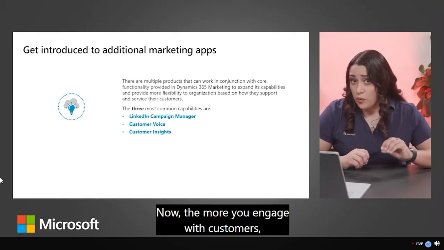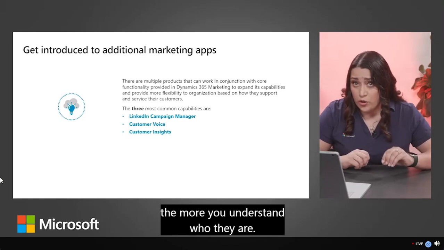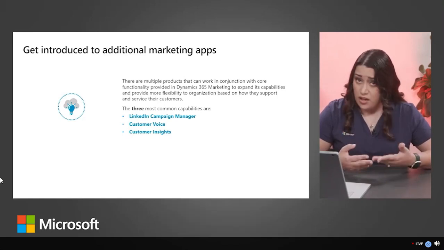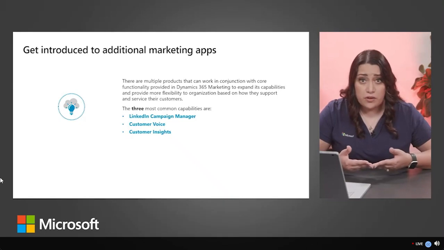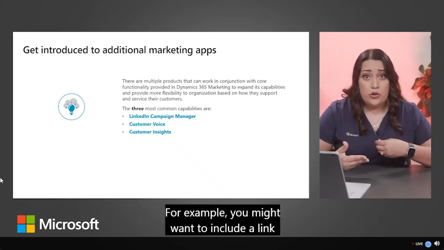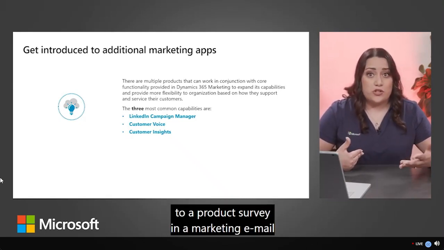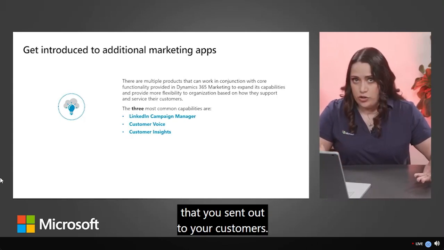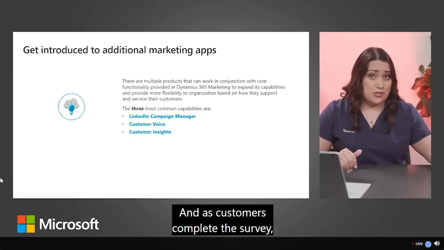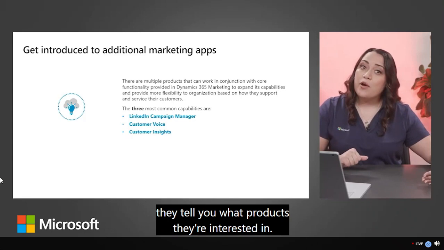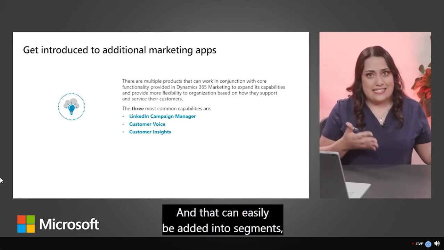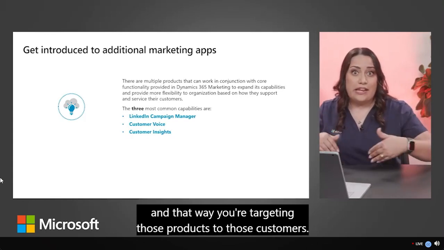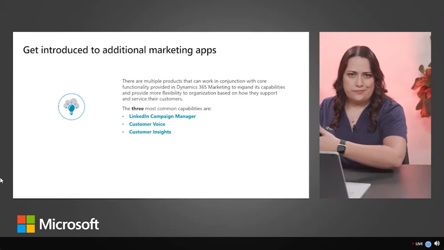Now, the more you engage with customers, the more you understand who they are. And one of the easiest ways to do this is through targeted surveys. For example, you might want to include a link to a product survey in a marketing email that you send out to your customers. And as customers complete the survey, they tell you what products they're interested in. And that can easily be added into segments. And that way you're targeting those products to those customers.